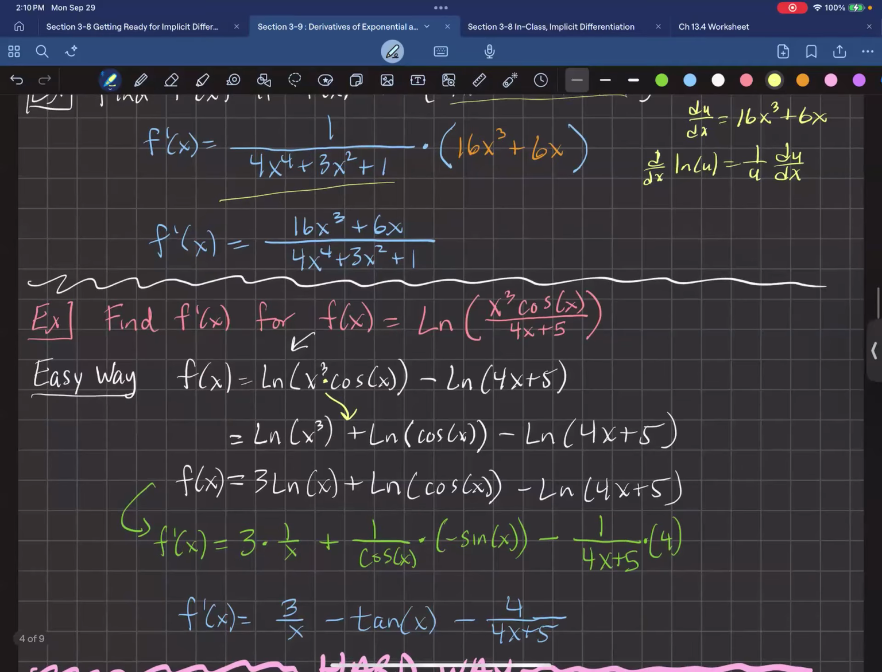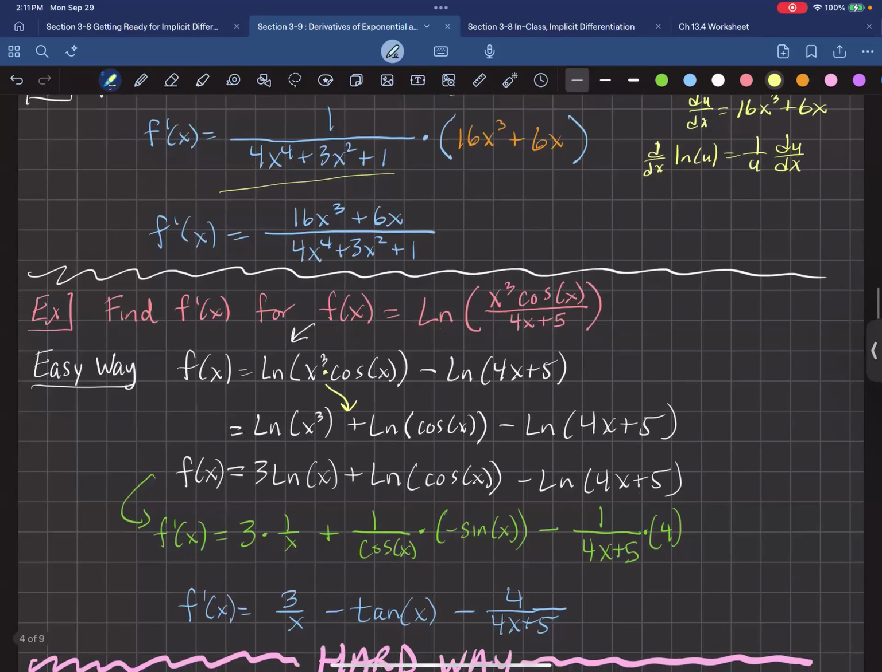We clean that up. We get f prime of x equals 3 over x. We clean up the cosine x, 1 over cosine x times negative sine x. We just get a negative tangent x. And then we've got minus 4 over 4x plus 5.